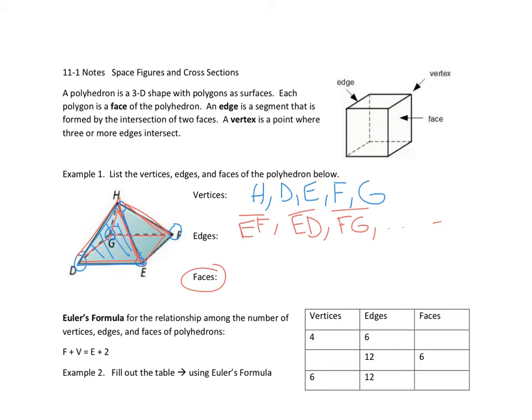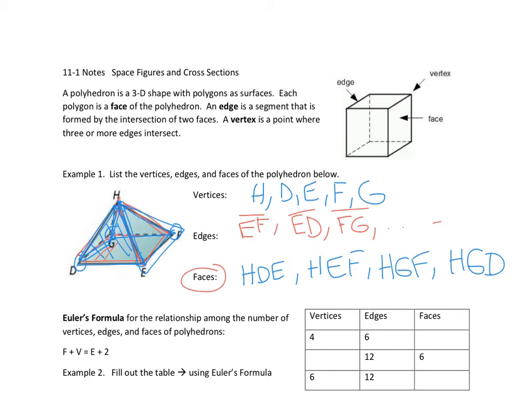So this face is the face HDE. This triangle is HEF. There's another triangle on the back side that's HGF. There's a triangle on the left side, it's getting messy, that's HGD. And then don't forget about the bottom square, or I guess we don't know if it's a square, but that's GDEF.